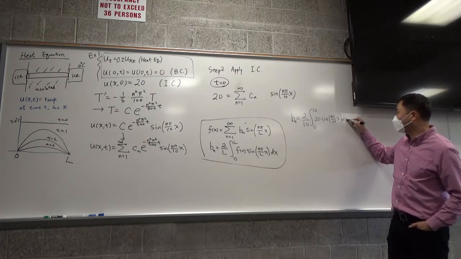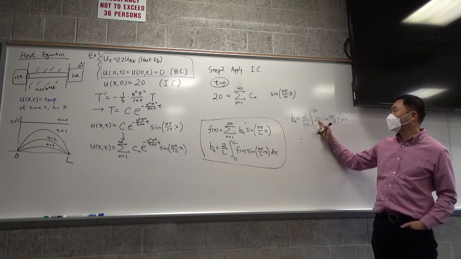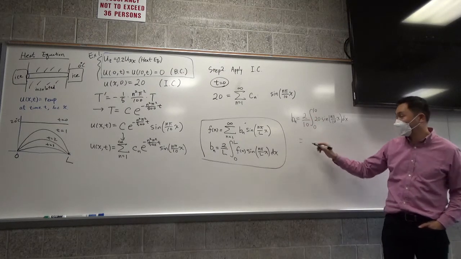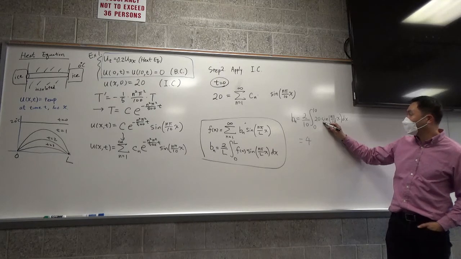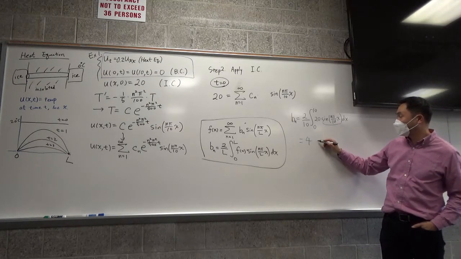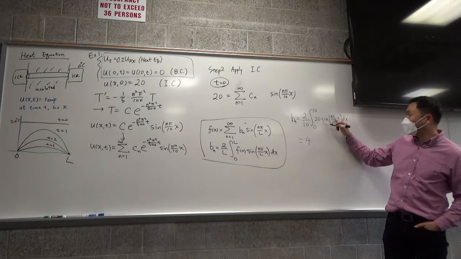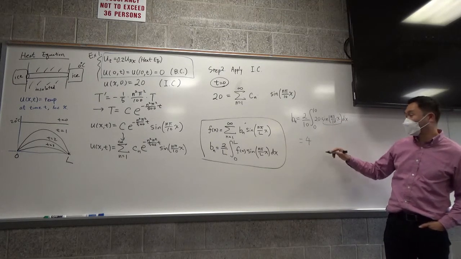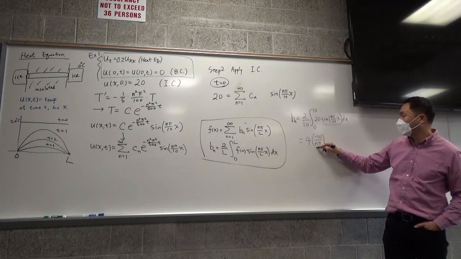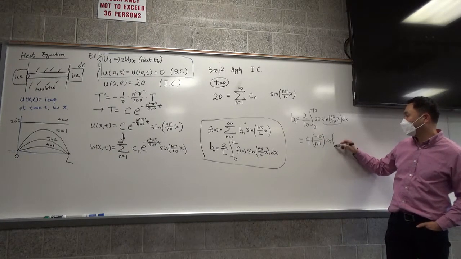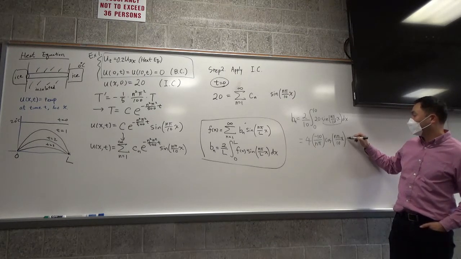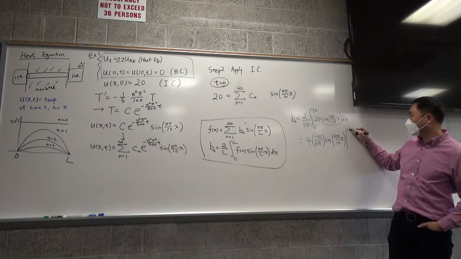Now let me bring the 20 outside. 20 times 2 is 40. 40 divided by 10 is 4, so it's 4. If you just integrate this one, sine integrates to negative cosine. And n pi over 10, the reciprocal comes outside, so it's negative 10 over n pi times cosine of n pi over 10 x. And then you have to plug in 10 and 0.